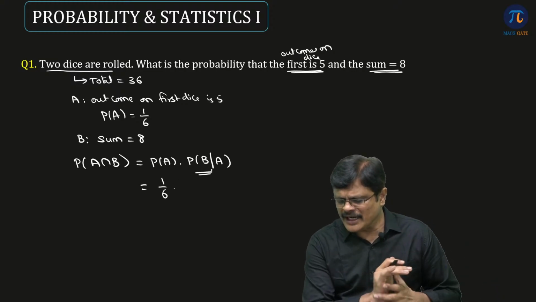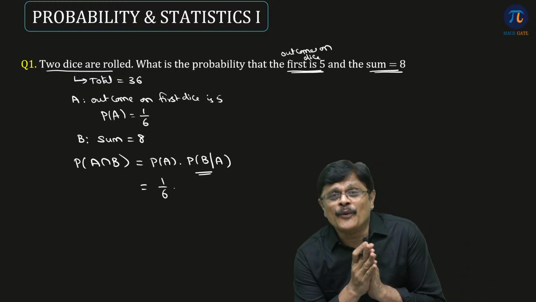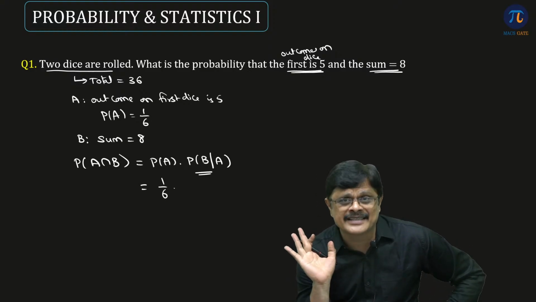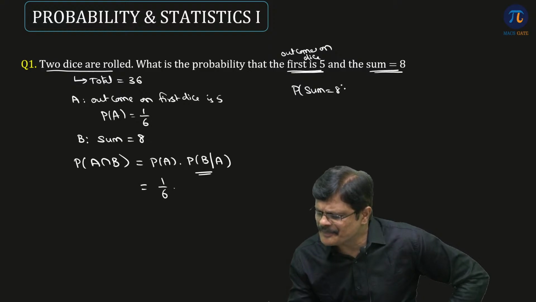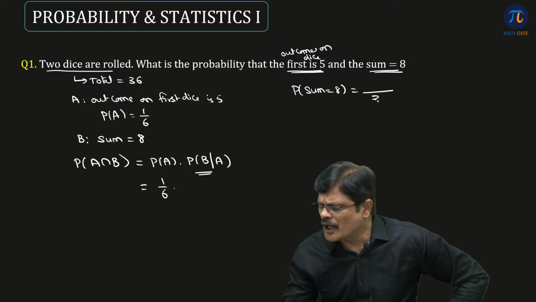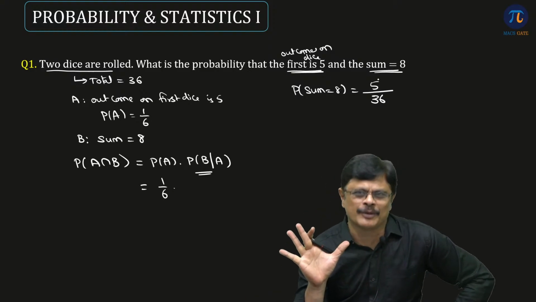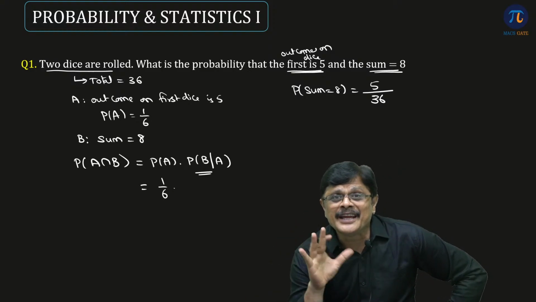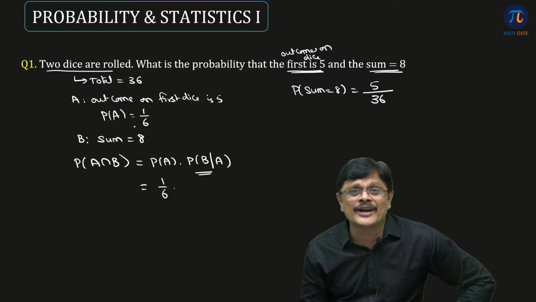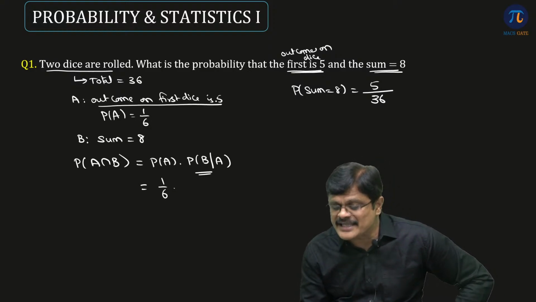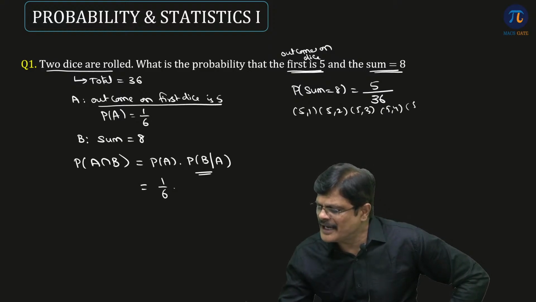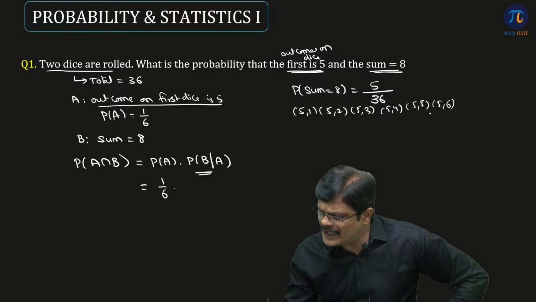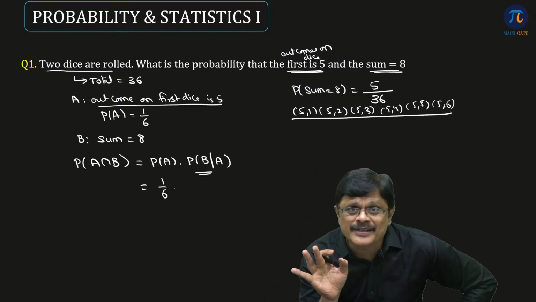Now, what is probability of getting sum 8 when we get 5 on the first dice? Normally, what is probability that sum is equal to 8? Out of 36, there are 5 cases. But here, 36 cases does not happen. The outcome on the first dice is fixed. That is, we get 5-1, 5-2, 5-3, 5-4, 5-5 and 5-6. That is only 6 cases favorable.